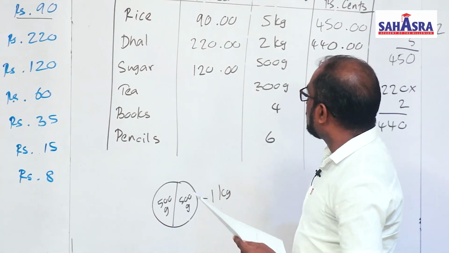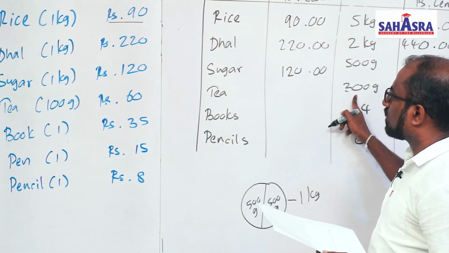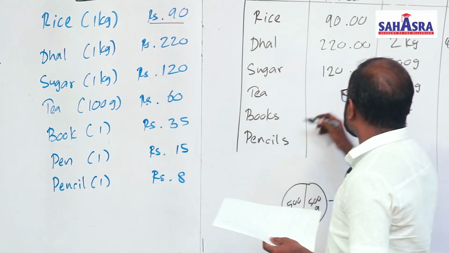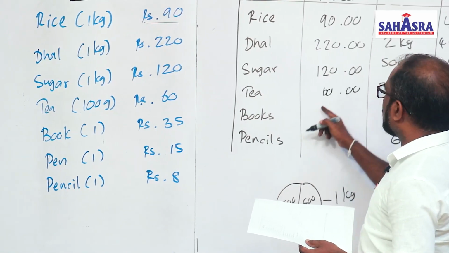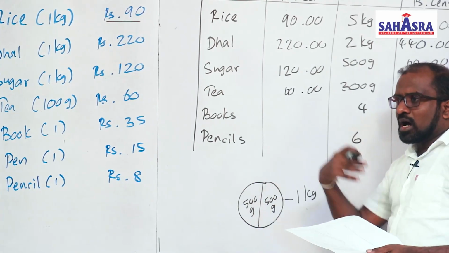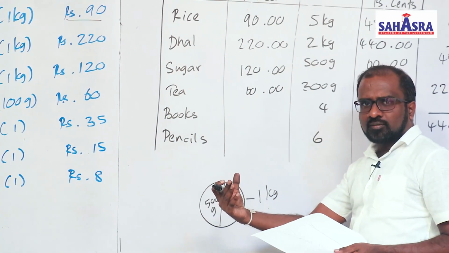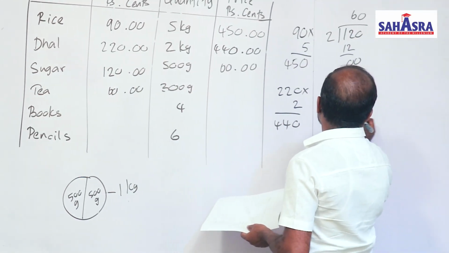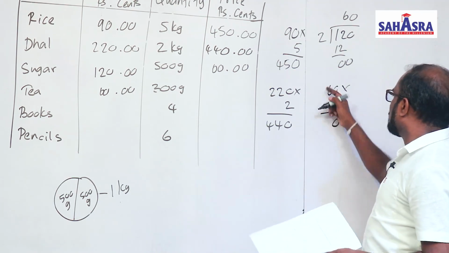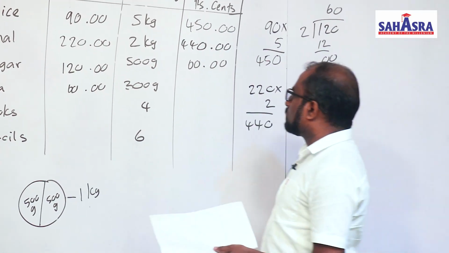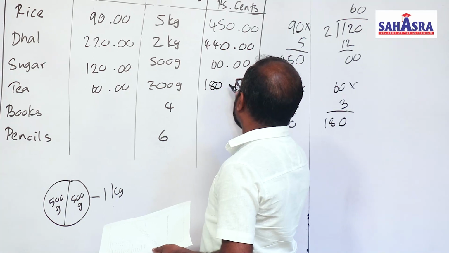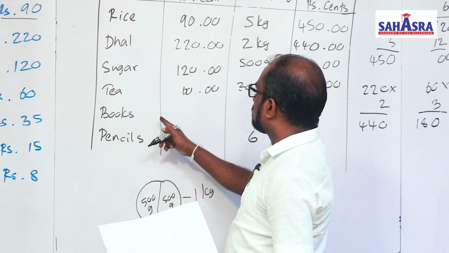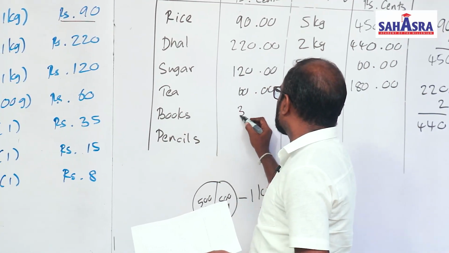Next one, tea, 300 grams are bought. 100 grams is 60 rupees. And for 300 grams, 100 multiplied by 3, and 60 should also be multiplied by 3. What is the answer? 3 times 0, 0. 3 times 6, 18. The price of 300 grams is 180 rupees. Then books. One book costs 35 rupees.